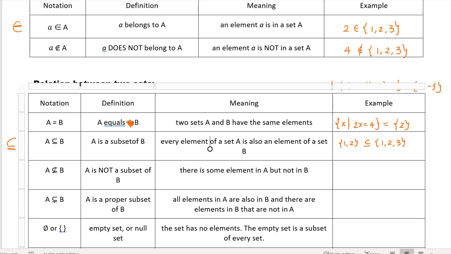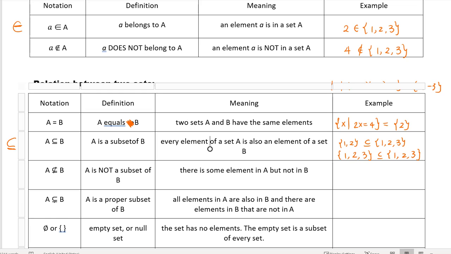Okay, next. Furthermore, you can see {1, 2, 3} is also a subset of {1, 2, 3}. It does not have to be smaller. It could be the same. So this sign means like equal.